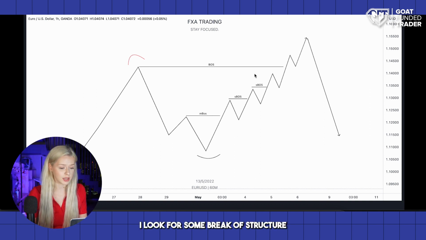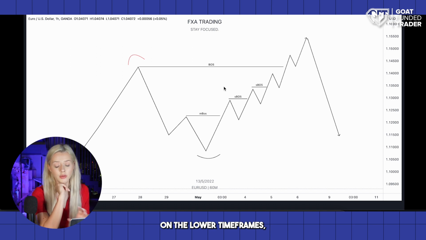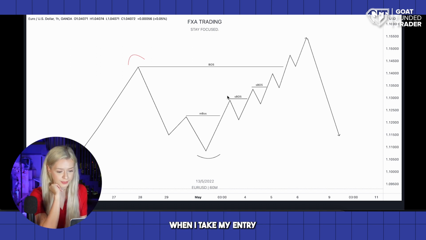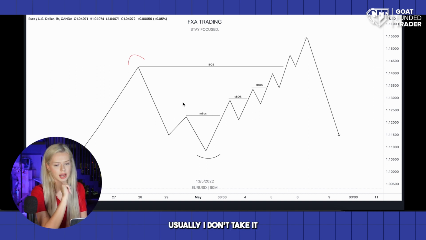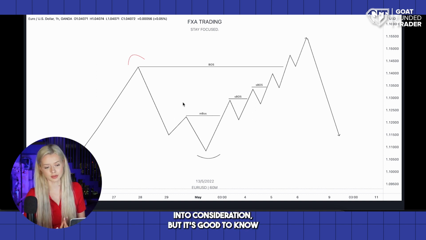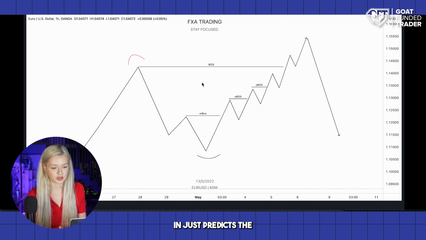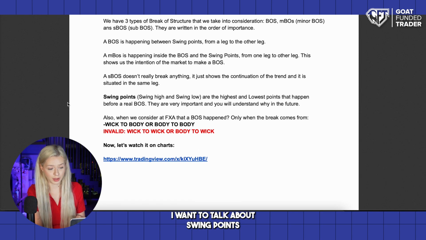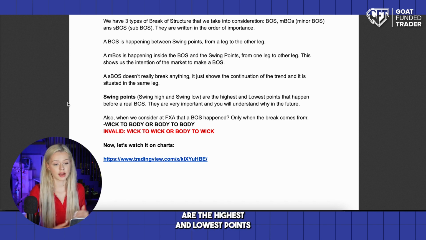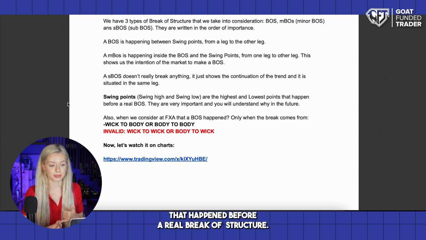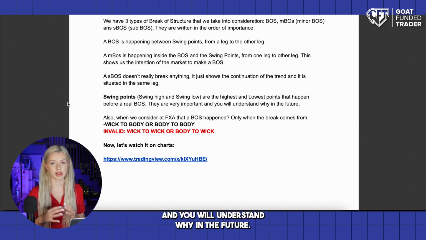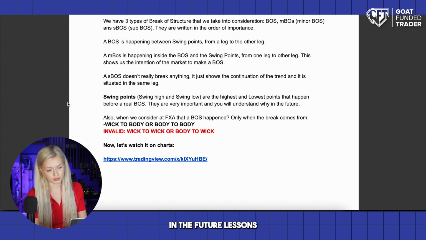I look for some break of structure on lower time frames, like 5 minutes, 15 minutes, 1 minute when I take my entry. And the minor break of structure, usually I don't really take it into consideration, but it's good to know that it's there. It just predicts the break of structure movement. At the same time, I want to talk about swing points. Swing high and swing low are the highest and lowest points that happen before a real break of structure. I told you this. They are very important, and you will understand why in the future lessons.